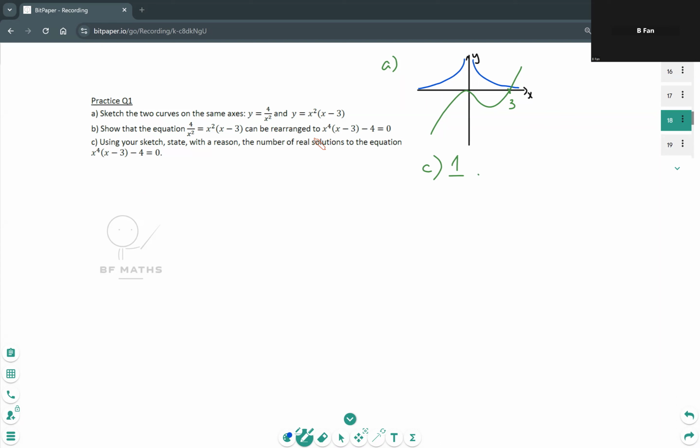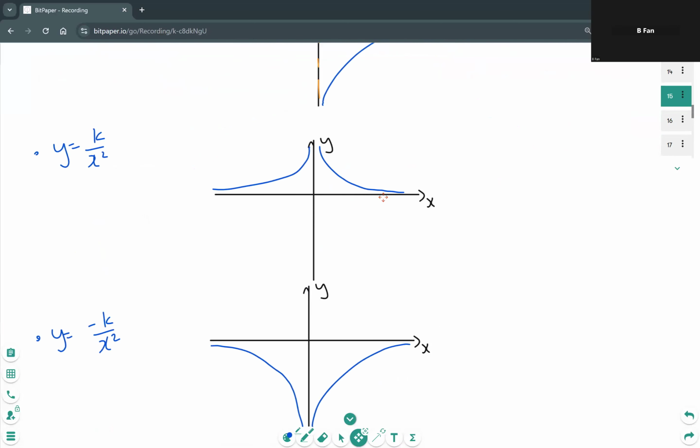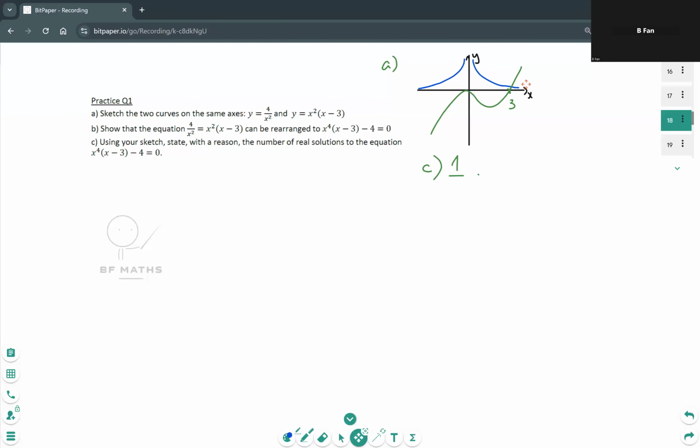Question A, sketch two curves with the same axes. So y equals 4 over x squared, we learned it from last lesson about reciprocal graphs. So y equals k over x squared. Yep, y equals k over x squared looks like this. This is chapter 4.3, by the way. So k over x squared looks like this, like a mustache. Next, y equals x squared times x minus 3.